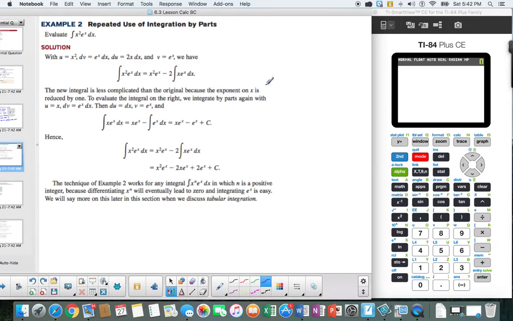All right, here's an example where you have to repeat. We're going to let u be x squared and dv be e to the x, and we're going to get this expression. Unfortunately, this we still can't integrate. So just for this part right here, we are going to do it again. And when we do it again, we're going to get this expression. So we're going to take this and substitute it back into here, and we get this.